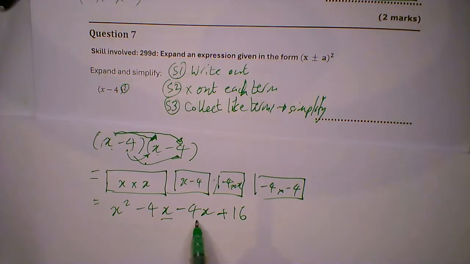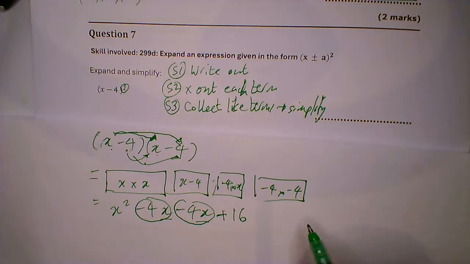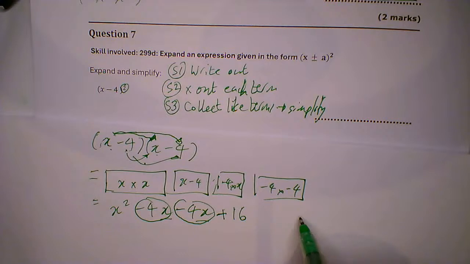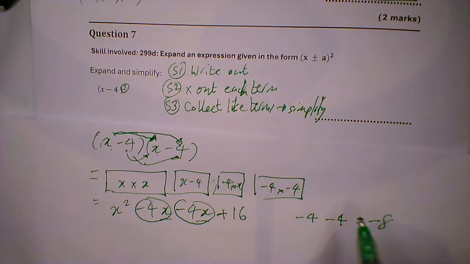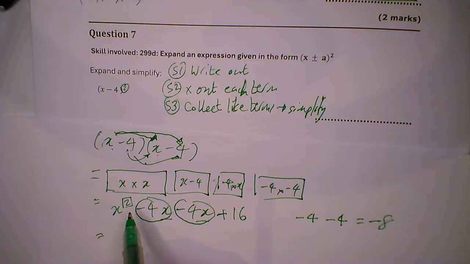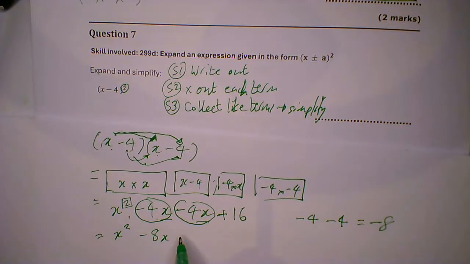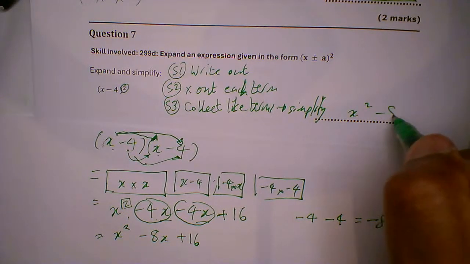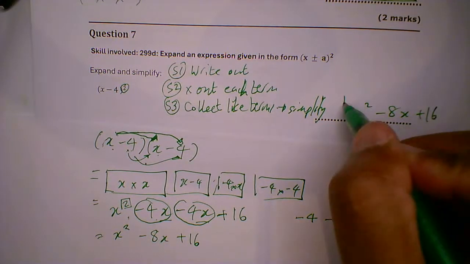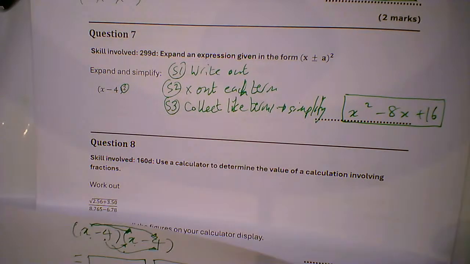Now we've got an x term here and an x term, so these are like terms. Because they are x's, I can ignore the letter. Minus 4 take away 4 gives me minus 8. This is an x squared term. There's no x squareds here. So this is x squared minus 8x. And this is a number term, plus 16. So that is my final answer: x squared minus 8x plus 16. All right. Hope that's okay. Let's go to the next question.